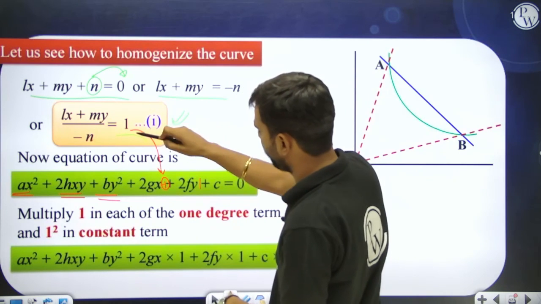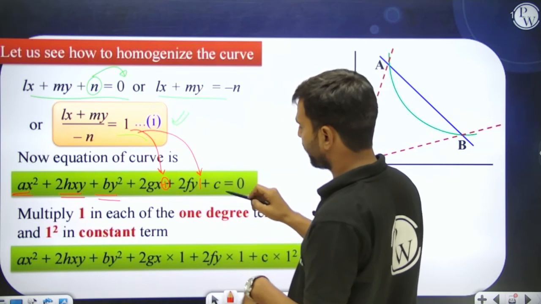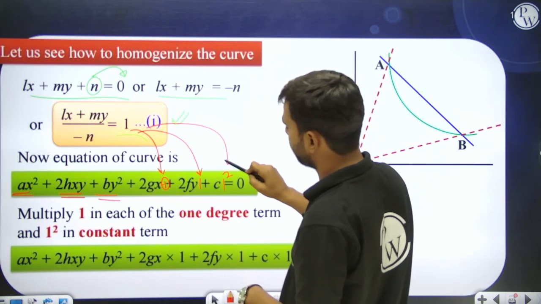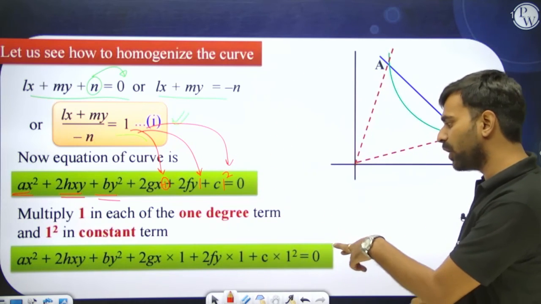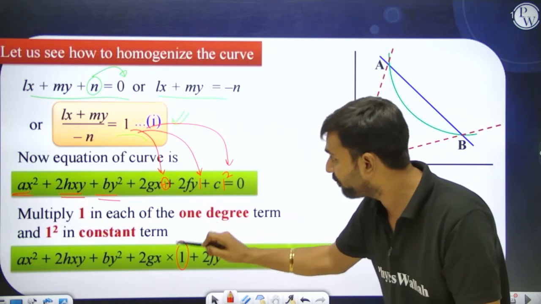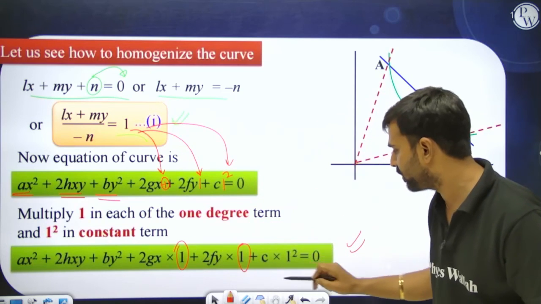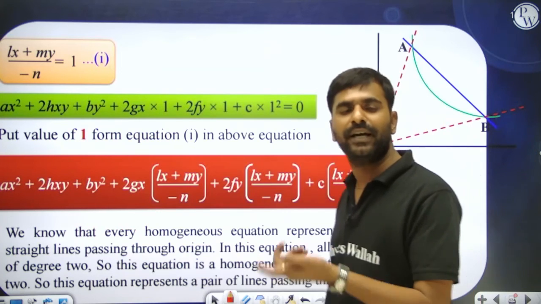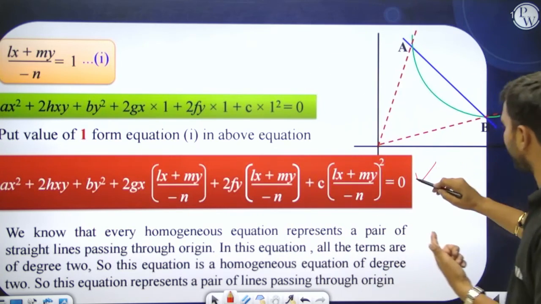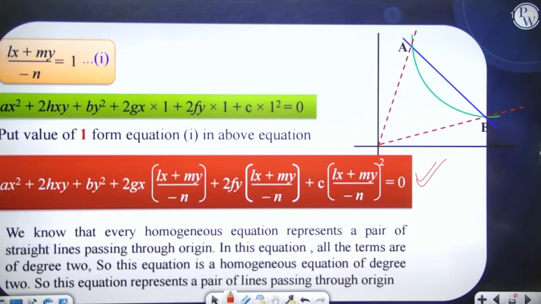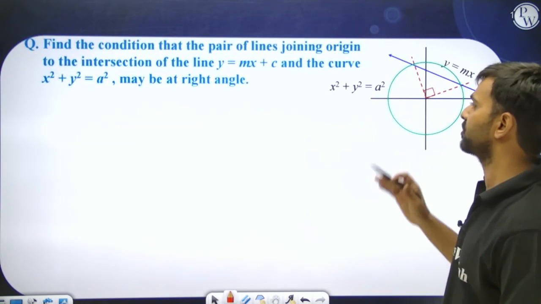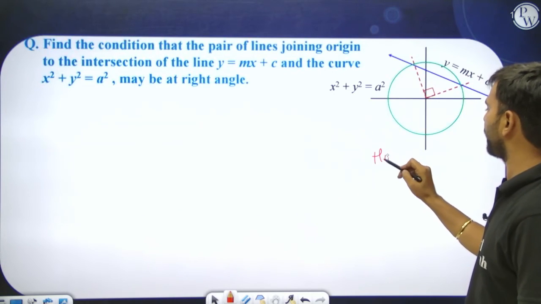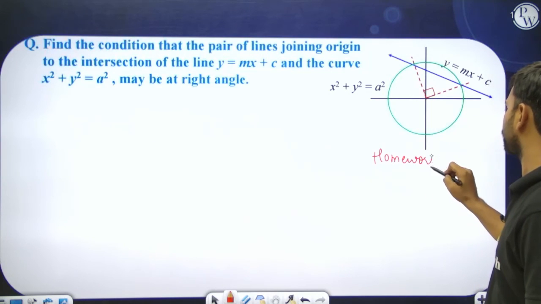Over here also 2 degree term is not there, that's why we put it over here, and over here 1 square we take and put the value over here. So that is what we do, and in place of every 1 we put this value so that the curve is homogenized. And ultimately what we get from here is nothing but the joint equation of the lines passing from A and B and also from origin. Yes, so you can do this question as part of homework as well.